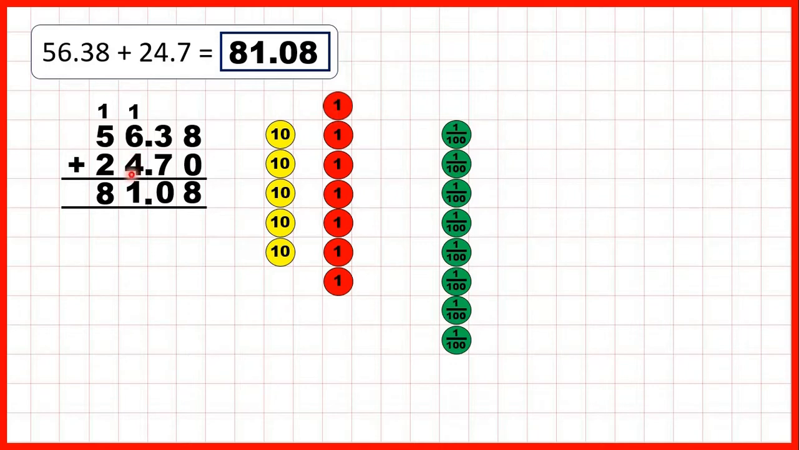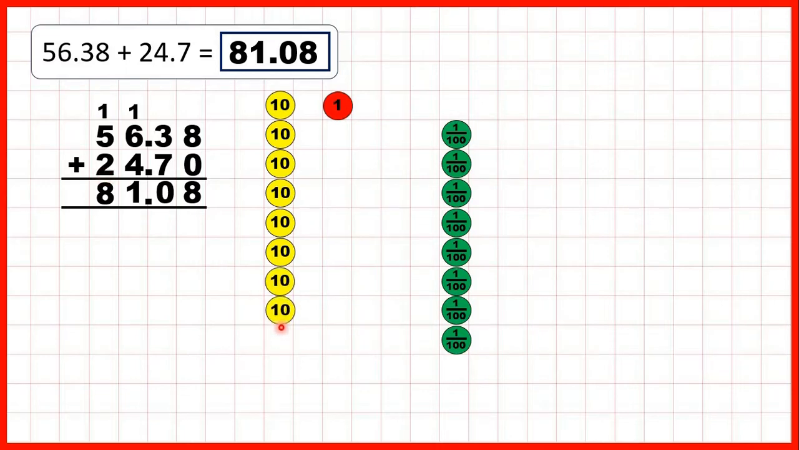Then we added 4 ones, so we can add 1, 2, 3, 4 ones, but now we have 11 ones, so we can exchange 10 of those ones for one extra 10. And then finally, we just added 2 more 10s. That gave us 81.08 because we have 8 10s, 1 one, 0 tenths, and 8 hundredths.